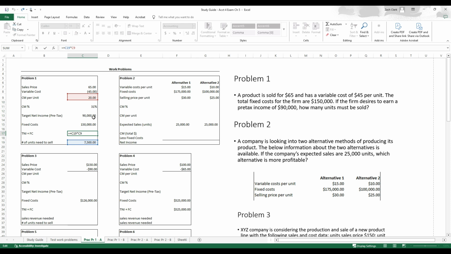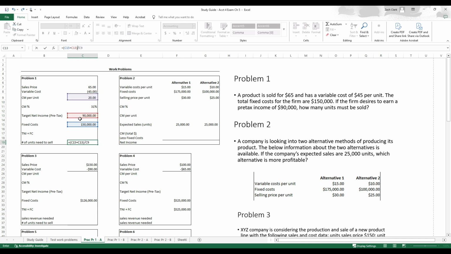But then if we want to target a specific net income on top of that, we need to add in not only the fixed cost here. So here is our formula to get break even: fixed cost divided by margin per unit. But then let's add our extra 90,000. I'll just link to the cell here.